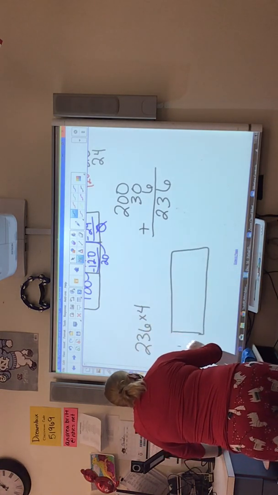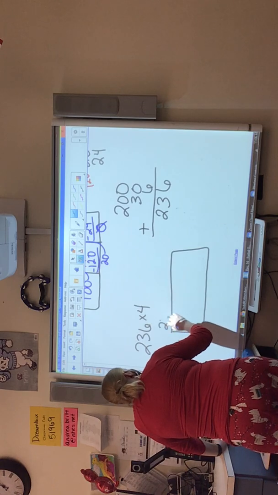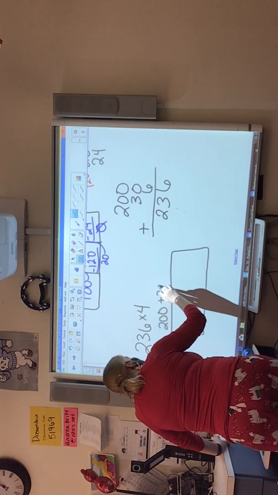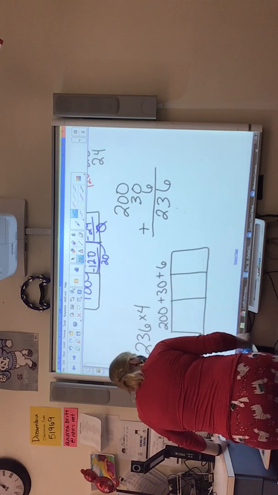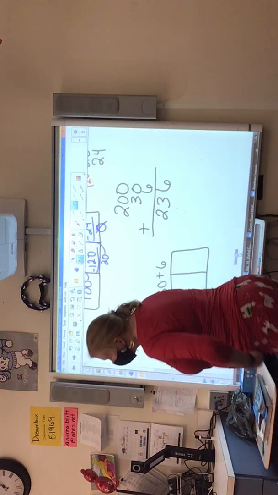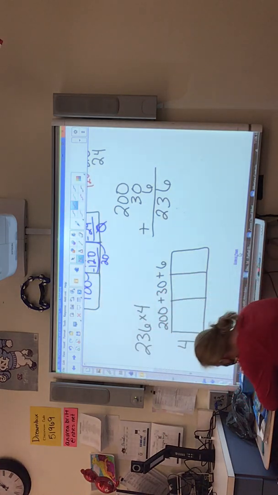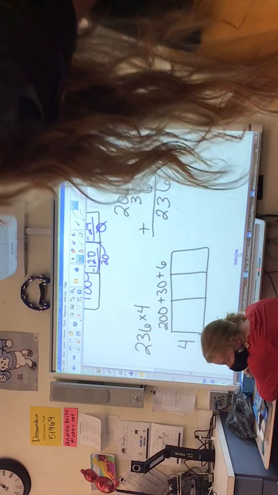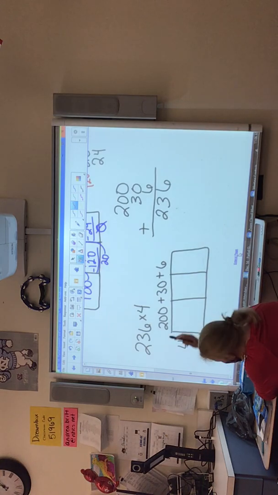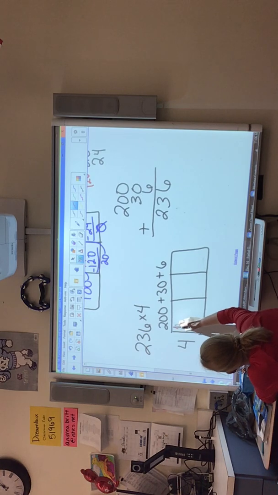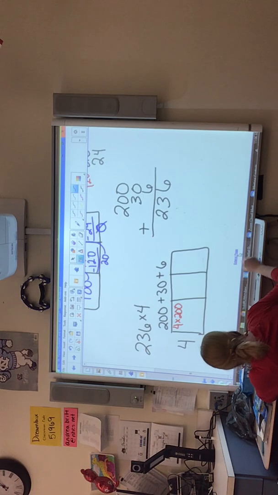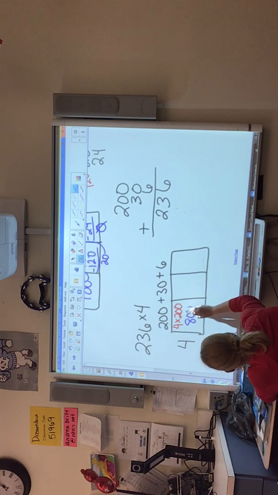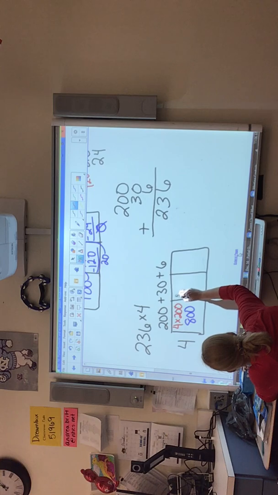Remember with multiplication, the 4 goes outside the box, but the 200 plus 30 plus 6 goes on top of it this time. This can be 3 boxes. All right, what goes in that first box? Somebody help me out. I need an equation, my man. 4 times 200. What does that give me? 800. Next.